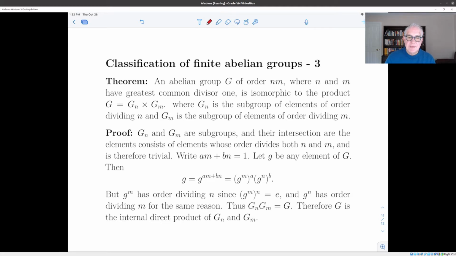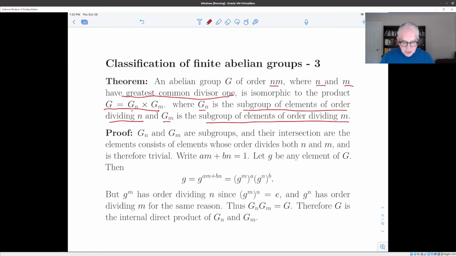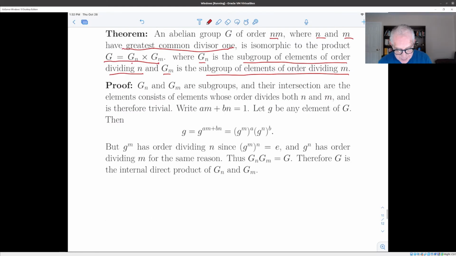But let's imagine that we have an abelian group which has order n times m, where n and m are relatively prime. They have greatest common divisor 1. And we're going to show that in that case, the group splits as a product Gn cross Gm, where Gn is the subgroup consisting of elements whose order divides n, and Gm is the subgroup of elements of order dividing m. And so the first thing to notice is that Gn and Gm are subgroups.